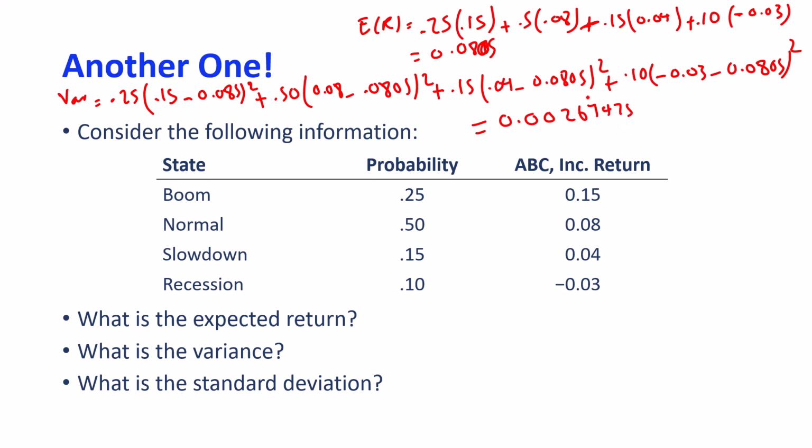So just keep in mind that instead of decimals inside the parentheses for returns, you can use whole numbers too. It's just a personal preference. And if we take the square root of this, we get the standard deviation of 517.